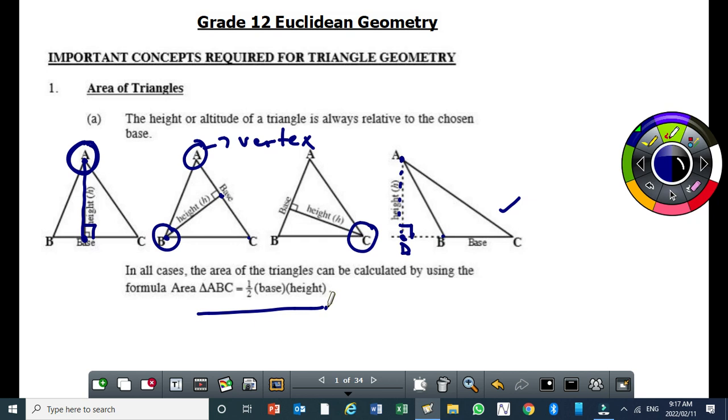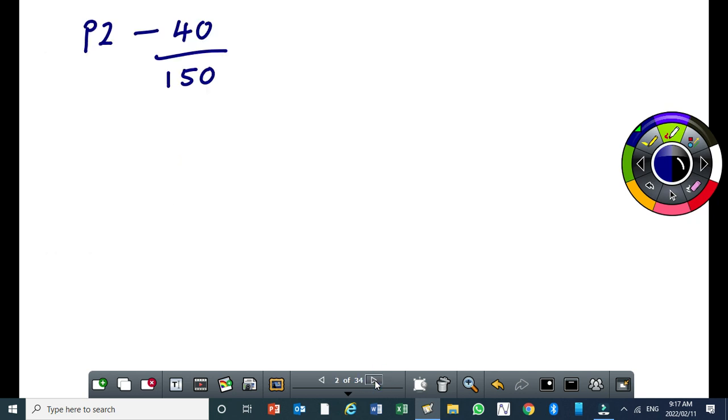Now, today's lesson is going to be mainly like an introductory lesson to the grade 12 component of geometry. Right? Then, let me erase this.